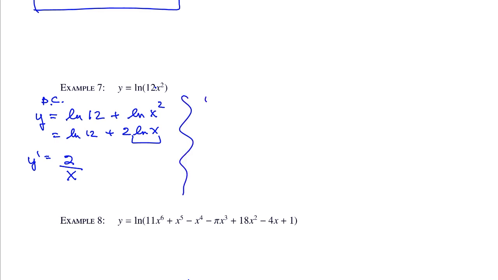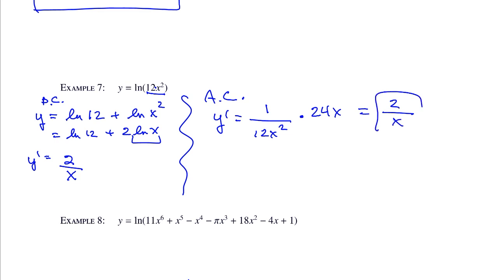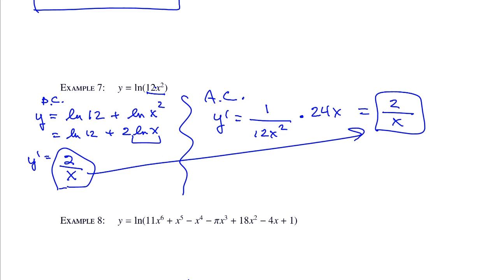Now we do it AC, after chain rule, and what do we get? Y prime is equal to 1 over the inside, which is 12x squared, times the derivative of the inside. What is the derivative of 12x squared? 24x. 24 divided by 12 is 2. X over x squared is x. And it's amazing. You keep working these problems and they always come out the same. Unbelievable.